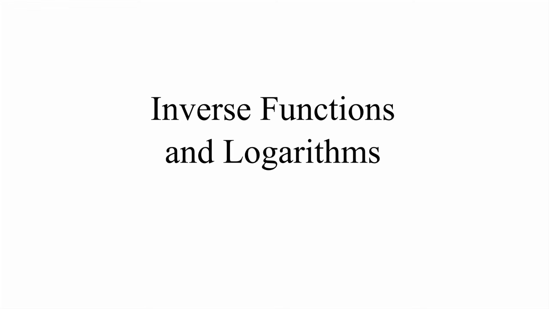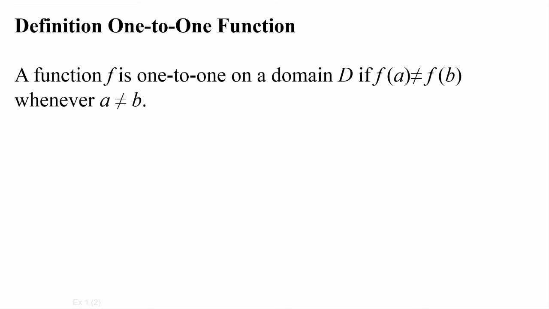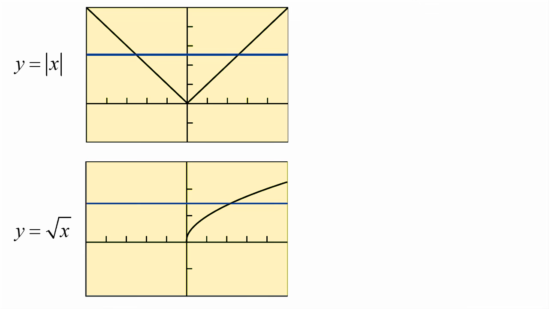Let's start with a definition. One-to-one function. A function f is one-to-one on a domain D if f of a does not equal f of b whenever a does not equal b. Let's look at some graphs that will help illustrate this definition.